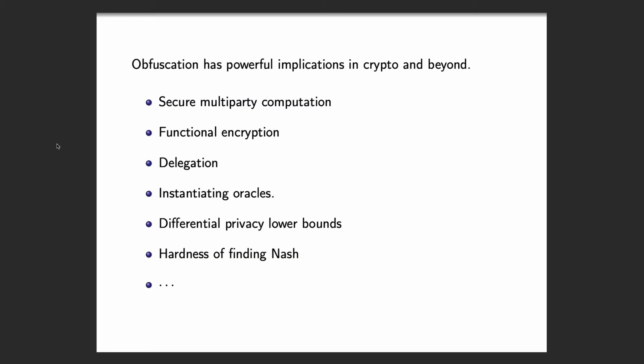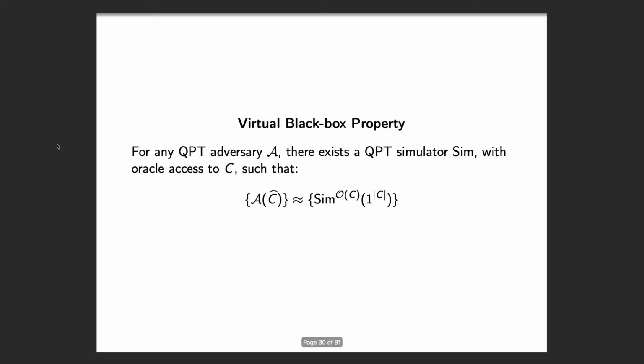And towards understanding this primitive, let's try to formalize this property a little better. The property that we want is that for any adversary, there should exist a simulator in such a way that the output of the adversary on receiving the obfuscated circuit, the physical description of this obfuscated circuit, should be indistinguishable from the output distribution of a simulator who only receives oracle access to this circuit. So in other words, what it is saying is that having a physical description of the obfuscated circuit should be sort of equivalent to having oracle access to this circuit.